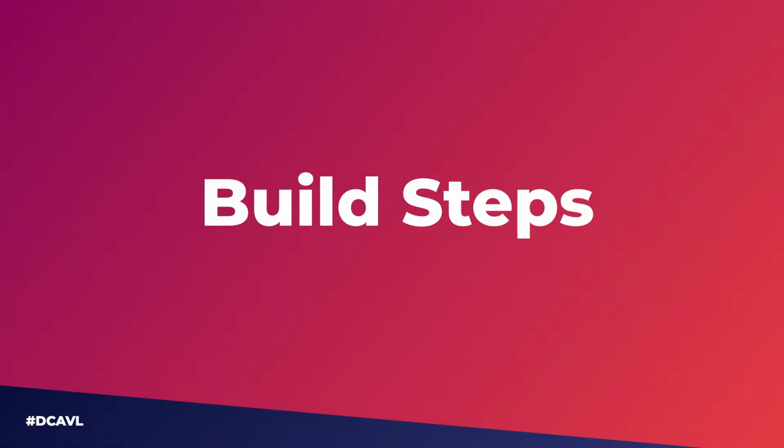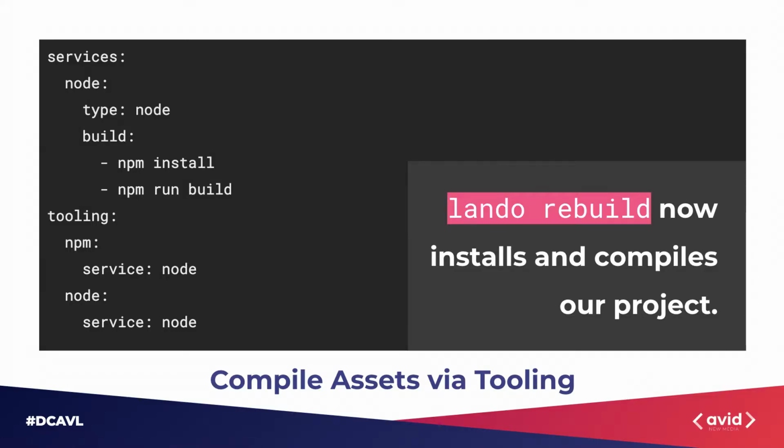Build steps is where it kind of gets fun for me. So we've got our service called Node with the type of Node. This is what's been added. As part of our build process, we're going to run npm install and npm run build. npm install I have configured just to install all of my Node modules and my theme. And npm run build is basically creating my distribution folder and compiling all my Sass and JavaScript down to the distribution for the app. And again, we've got tooling with npm exposed and node exposed.